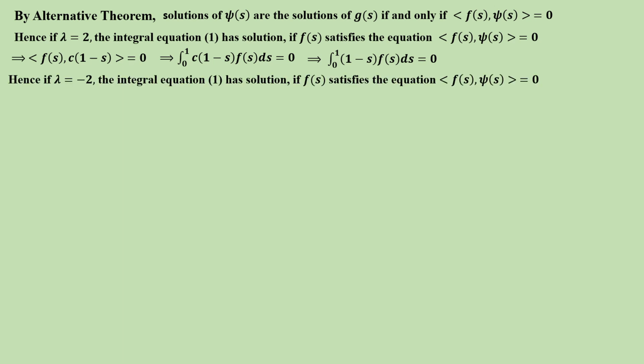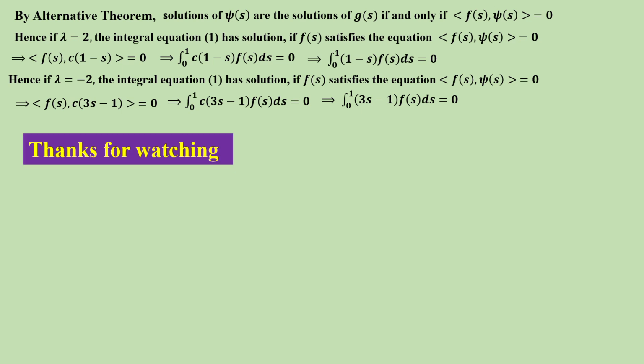Hence, if lambda is equal to minus 2, the integral equation 1 has the solution if f of s satisfies the equation inner product of f of s comma psi of s is equal to 0. Place the inner product of f of s comma c into (3s minus 1), that is the 12th equation, which we have used. Instead of g of s you put psi of s, so you will get c into (3s minus 1) equal to 0. So that is integral 0 to 1 of c into (3s minus 1) f of s ds equal to 0. That is integral 0 to 1 of (3s minus 1) f of s ds equal to 0. That is the solution. Thanks.